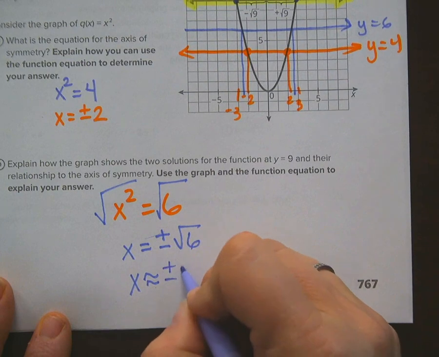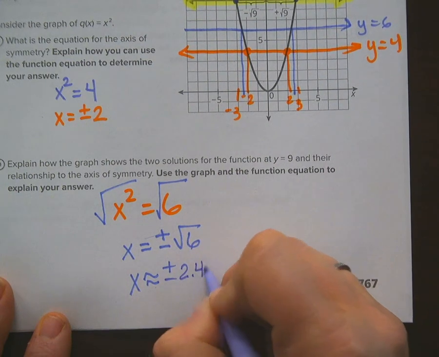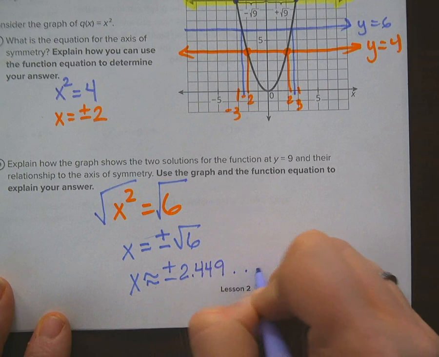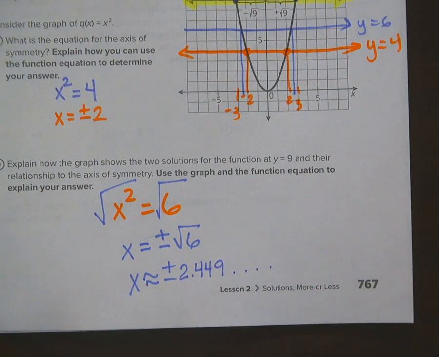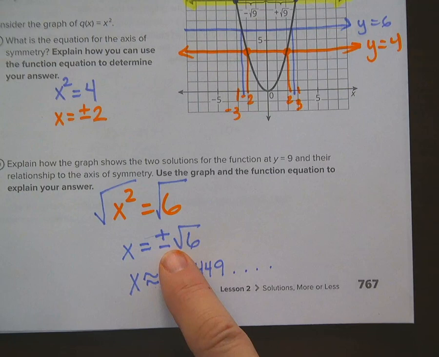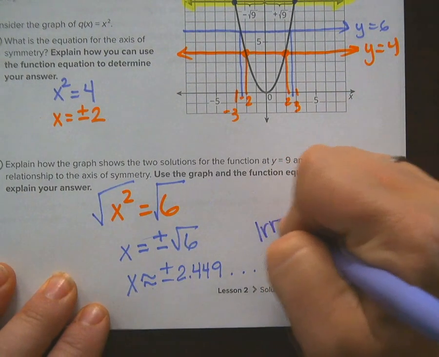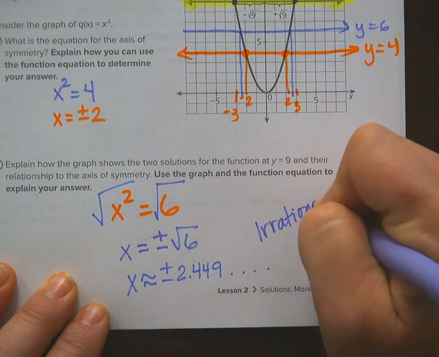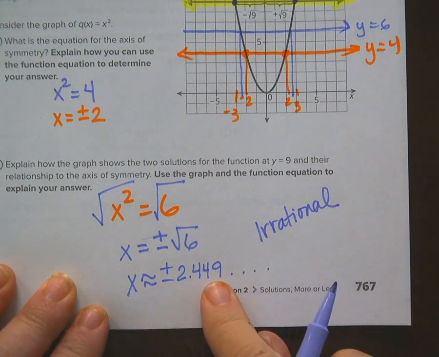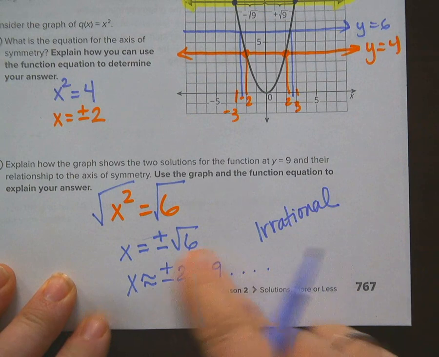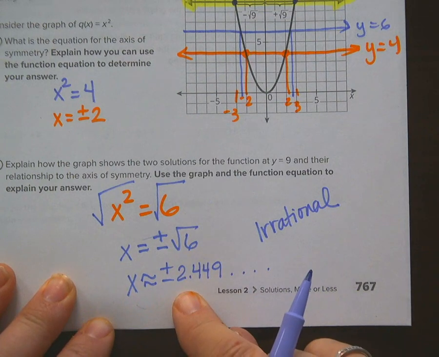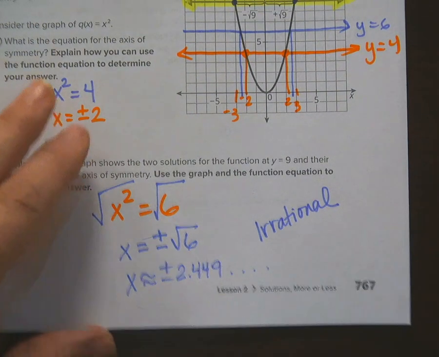And you guys don't have calculators right now, but I think it was 2.449, and so on. So we were pretty close guessing it was about 2.5. What do we call a number like the square root of 6? Irrational. Very good. This is an irrational number that never ends, never repeats. And so the best we can do is say it's approximately equal to 2.449.